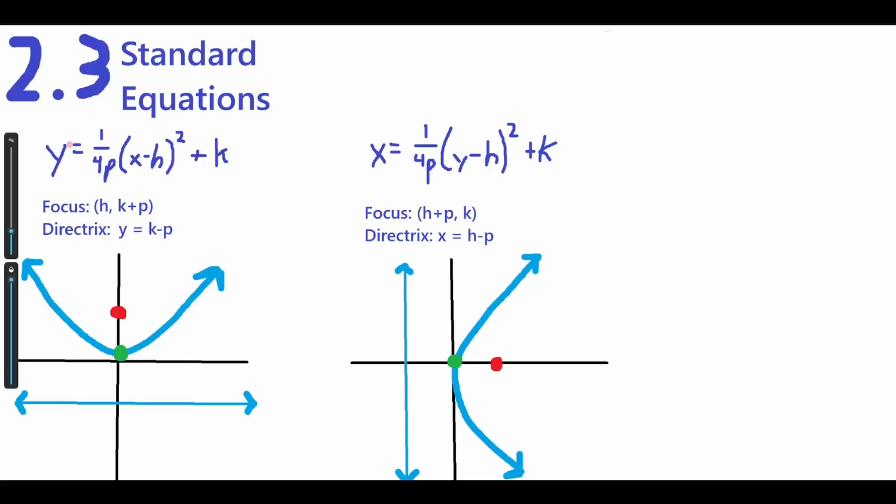And for the y equals equation, the h and the k basically act the same as a normal parabola, where h moves it left and right, and then k moves it up and down. However, for the x equation, it's kind of weird. If h is negative, it moves it downwards. If h is positive, it moves it upwards. K moves it side to side. So if k is positive, it goes to the right. If k is negative, it goes to the left.